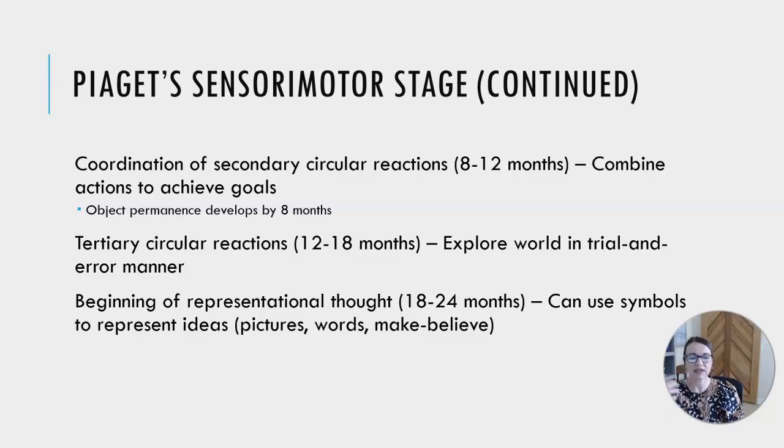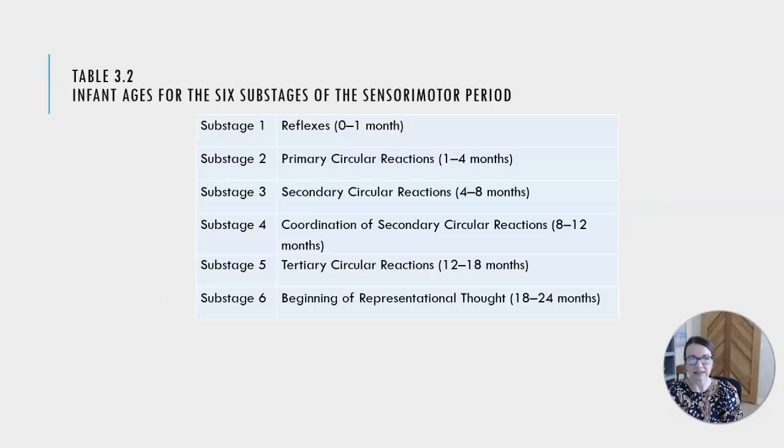This is when children, especially toddlers, are exploring the world in a trial and error manner, and the beginning of representational thought. They can use symbols or ideas to represent something else, right? So we see, they're reading a picture book, they can identify an animal, name the animal. They can also begin to make believe around these different materials and ideas.